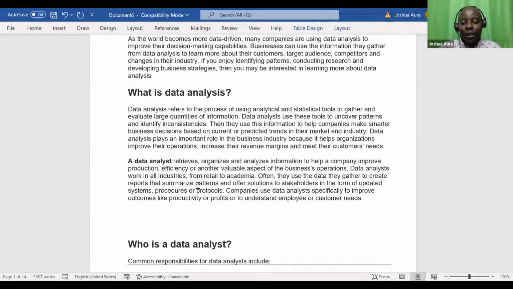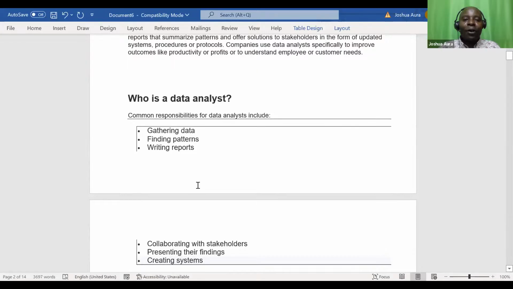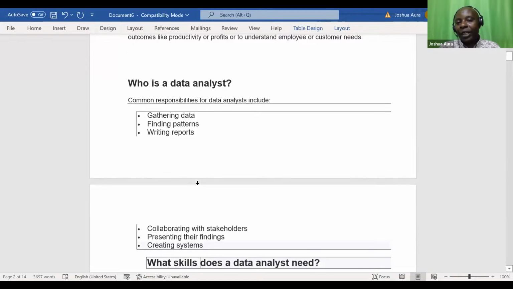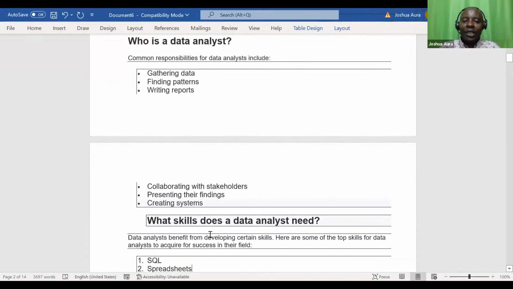Now listen here, who is a data analyst? Common responsibilities for a data analyst would include gathering data, finding patterns in this data, writing reports, collaborating with stakeholders. A data analyst will be able to tell these stakeholders that should we implement this system, this is what is going to happen. And this is how, if it's employees, for example, your jobs will be affected. If it is a shareholder, this is how your profitability will be. Presenting their findings, creating systems.